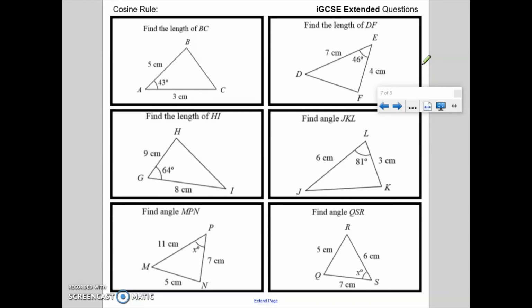Again, I'd like you to pause the video at this point, work through all 6 questions with full working out, correct notation, like I showed you earlier in the video, and hopefully finding 6 correct answers. Could you pause the video at this point, please?